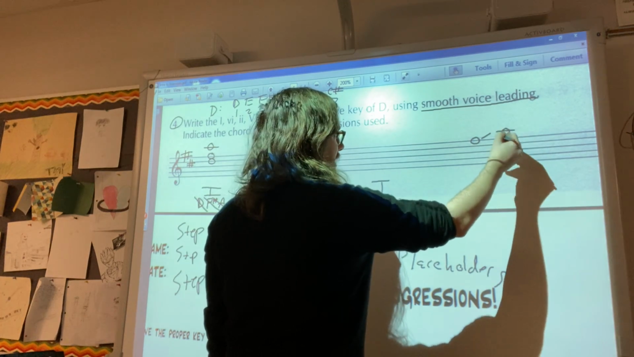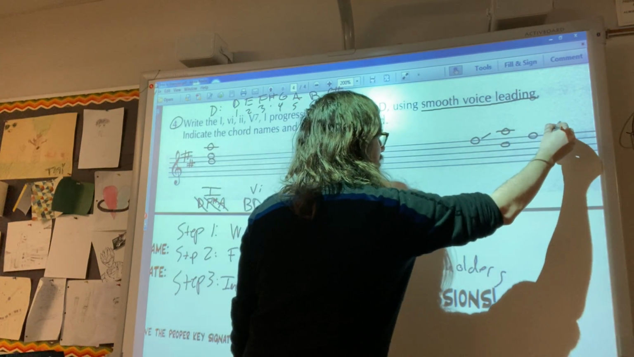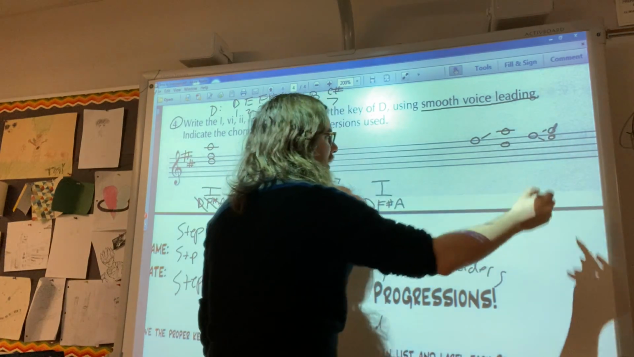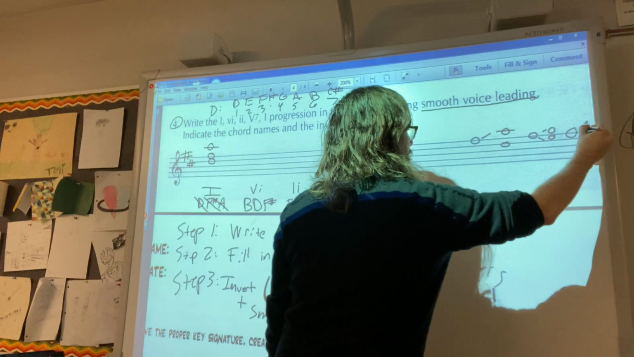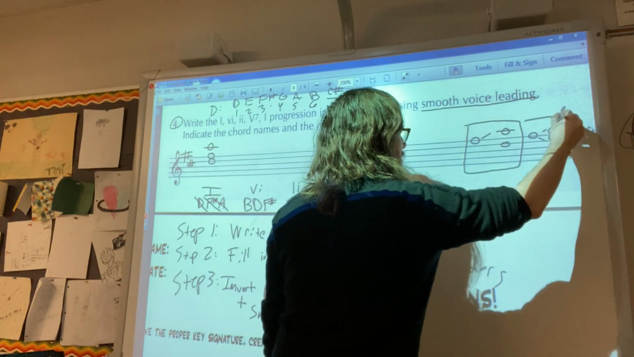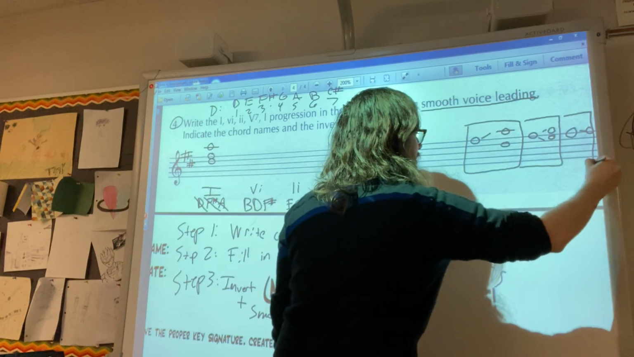I can also go less than that. I can go to the next space away, which would only be a second, or I can go to the next space the other way, which would be a second. I can also stay on the same exact note, okay? So that's a choice that works, that's a choice that works, and that's a choice that works.